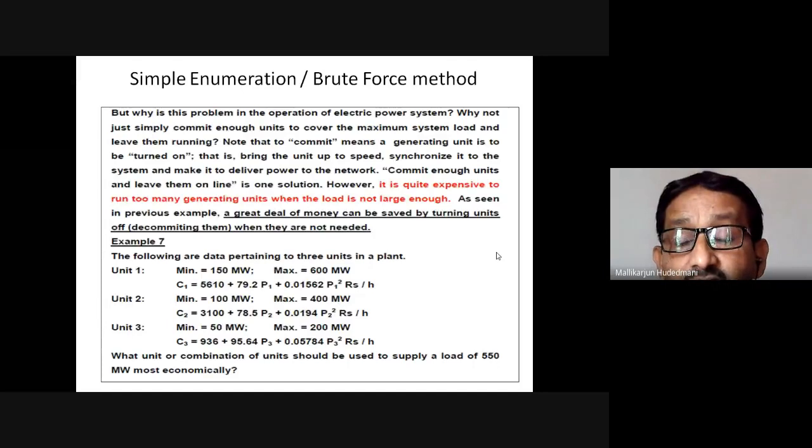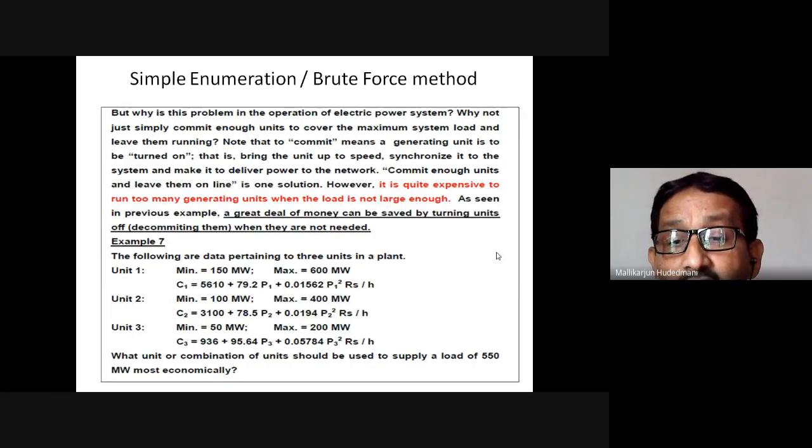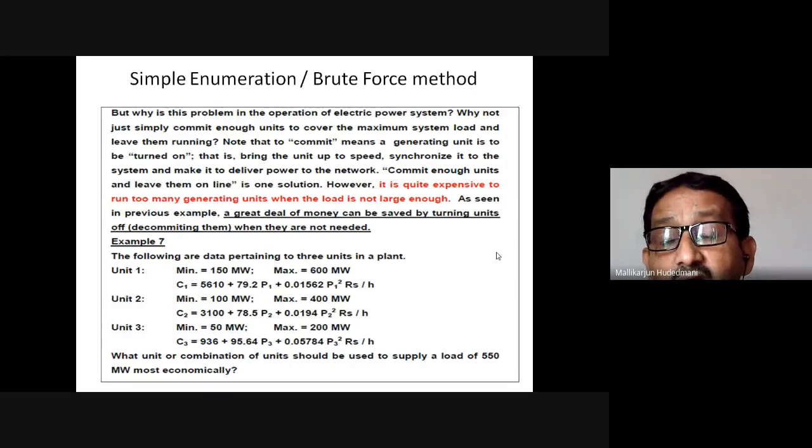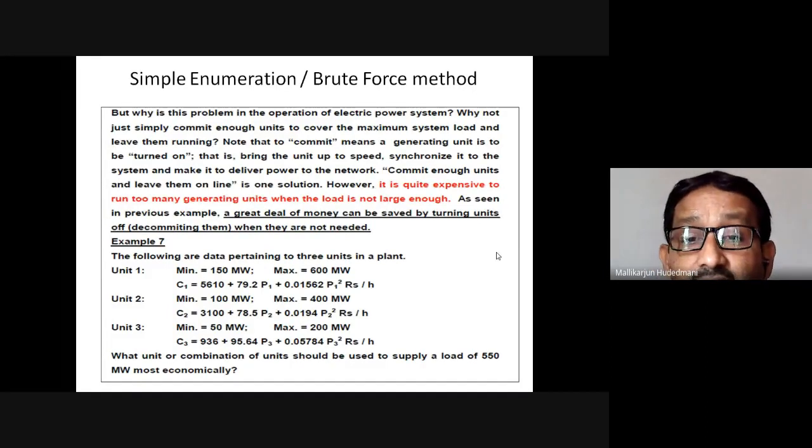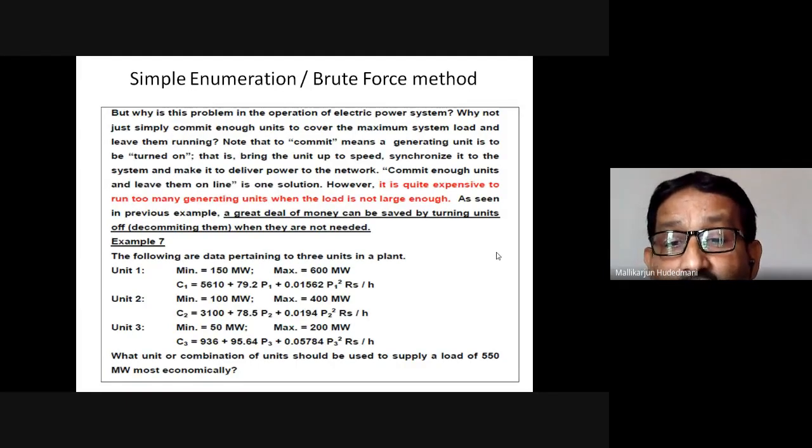If I insert that megawatt P1 in the position P1 and P1 square, it gives me how much is the investment from this generator perspective for a certain P1 value in megawatt, in rupees per hour, if I run it. Likewise, I have a second machine, minimum 100, maximum 400, with C2 as a cost function. Like the third machine, minimum 50 megawatt and maximum 200 megawatt, and cost function C3.